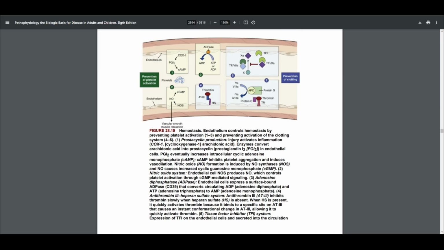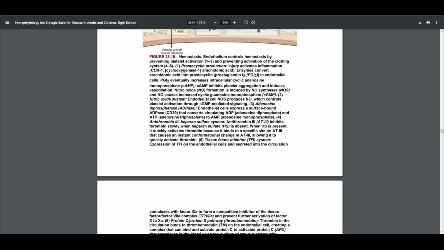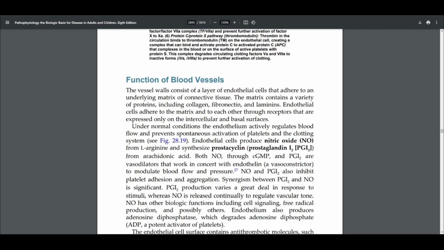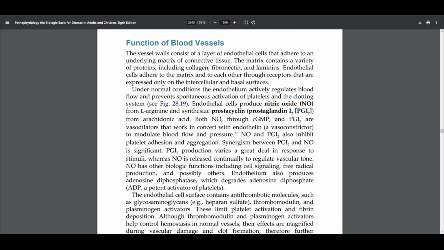So here you're taking a look at homeostasis. So, the function of blood vessels. The vessel wall consists of a layer of endothelial cells that adhere to an underlying matrix of connective tissue. The matrix contains a variety of proteins, including collagen, fibronectin, and laminins. Endothelial cells adhere to the matrix and to each other through receptors that are expressed only on the intercellular and basal surface.